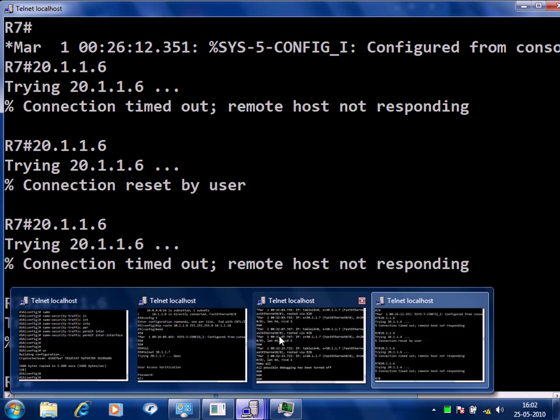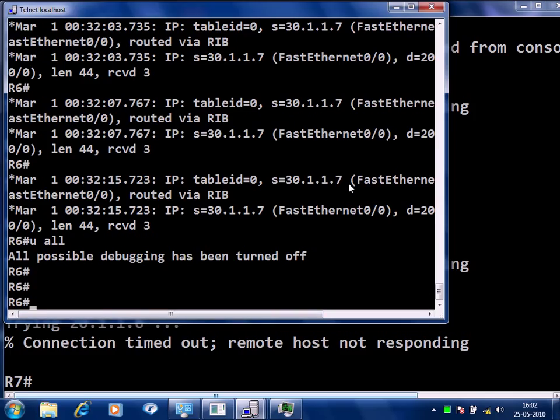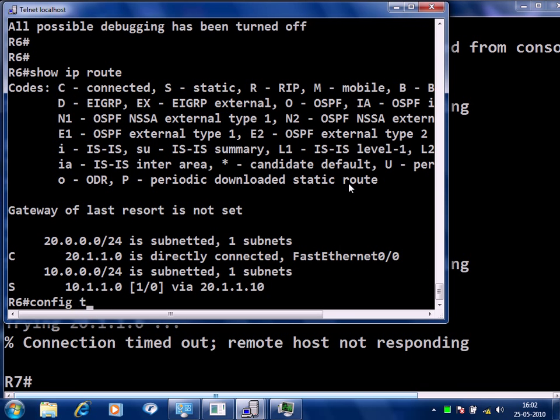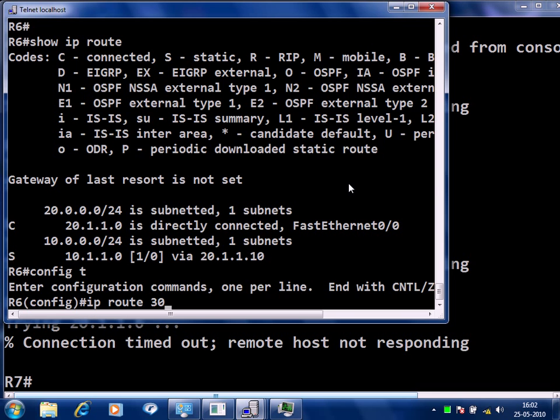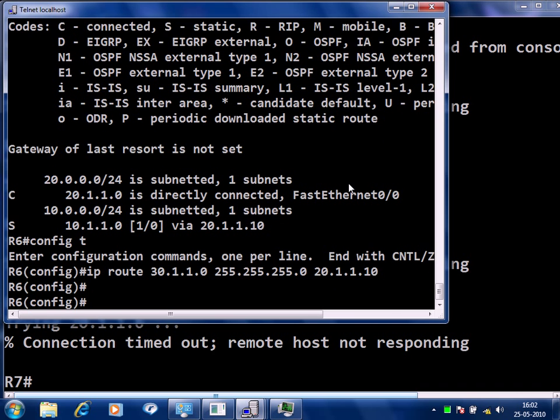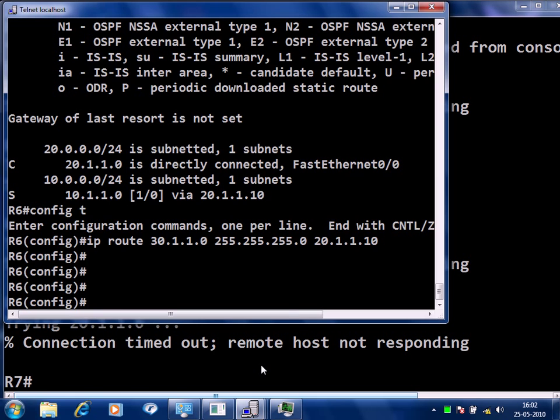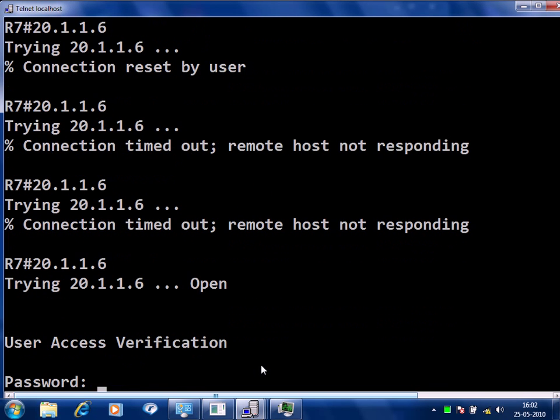My traffic is coming from R7 to R6, but I am unable to do the telnet. Why? Still, our main question has not been solved. Okay, R6. So IP route, no route for 30, right? IP route 30.1.1.0 20.1.1.10, right?